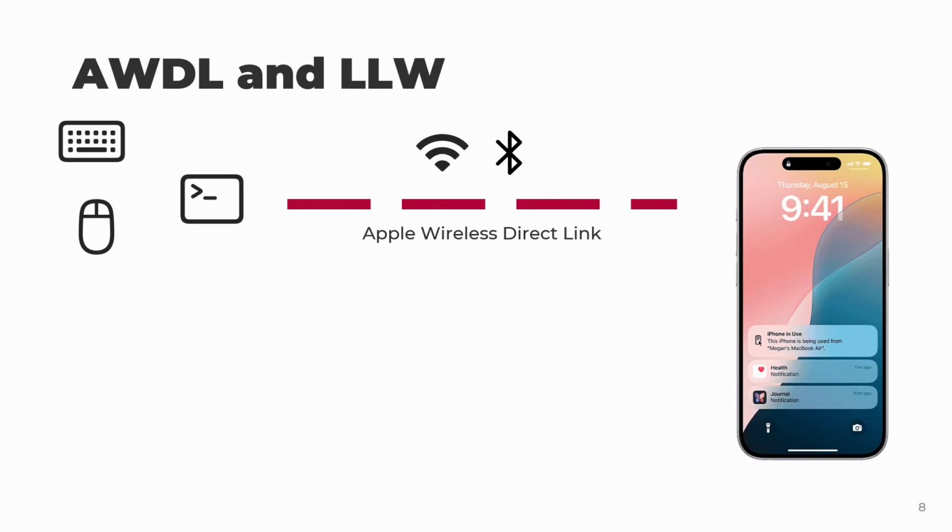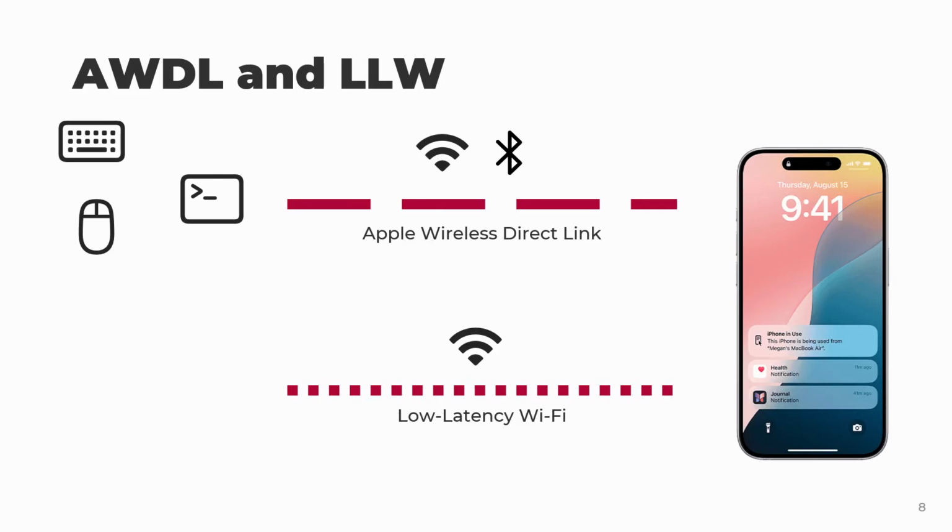But Apple Wireless Direct Link isn't really suitable for live video streaming, and Apple has their own proprietary protocol for that as well, which works over Wi-Fi. They call it low latency Wi-Fi, and it is what they use for the media data, so video and audio.